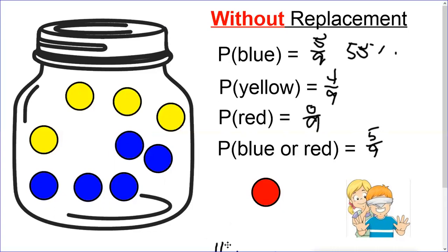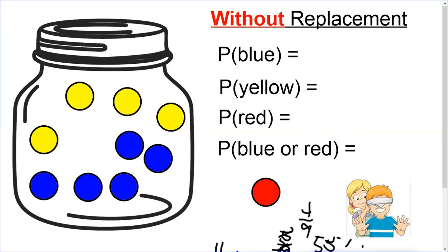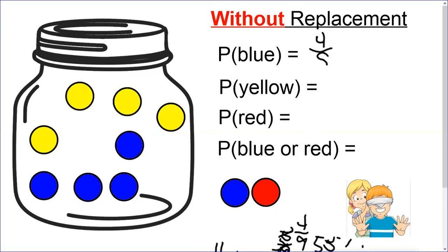Now, one last example here, what would happen if we didn't put the red back in and we pulled out another marble, we pulled out a blue. Now what would be the probability of these? Well, there are 8 possible outcomes left. So the probability of a blue would actually be 50%, 4 out of 8. The probability of a yellow, same, 4 out of 8, 50%. The probability of a red is still 0, 0 out of 8. And the probability of a blue or a red would be 4 out of 8. So that's all there is to it. That's single events with and without replacement.